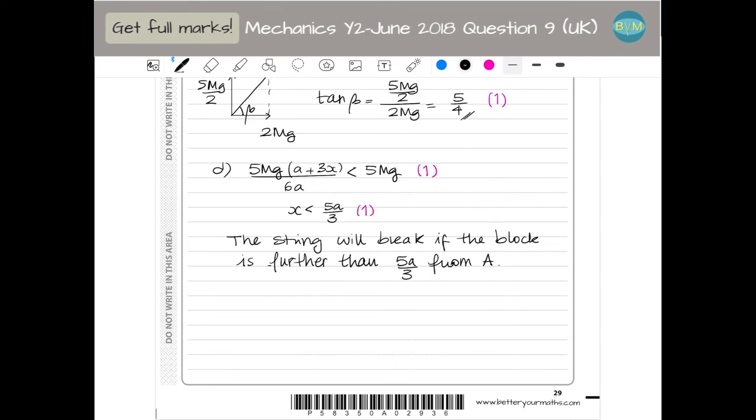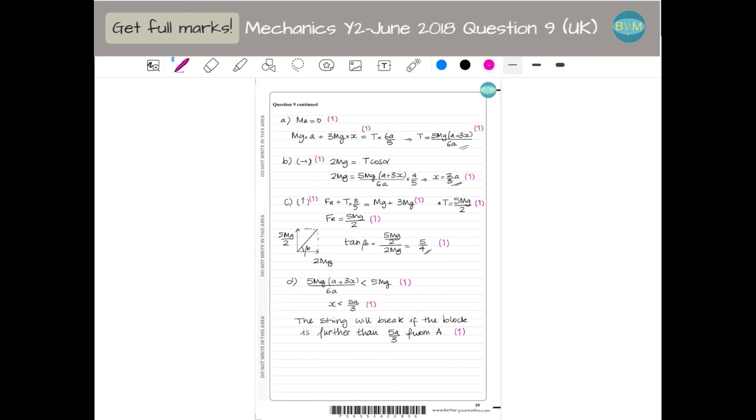You can say, or if x is greater than 5a over 3, something like that. But you have to give a line or conclusion explaining what you mean by this. It's not enough if it's 3 marks. If it's just 2 marks, it would be enough. Yep. So this is all with this question.